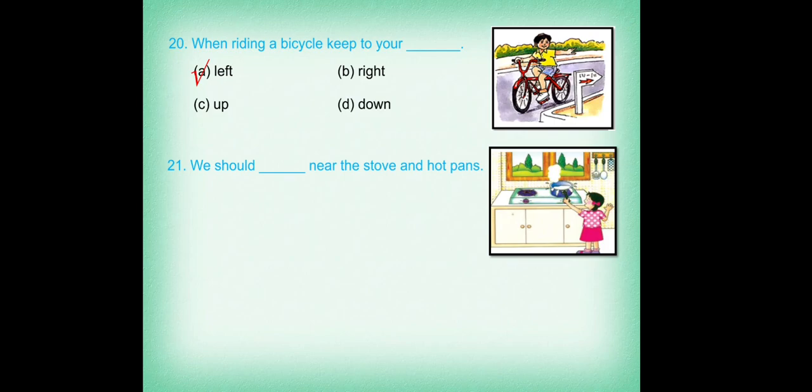Next, we should dash near the stove and hot pans. Should we play near the stove and hot pans? No. Shall we run near the stove and hot pans? No. Shall we jump? No. What will happen? We'll get hurt. We'll get burnt, right? So what should we do? We should be careful near the stove and hot pans, right?